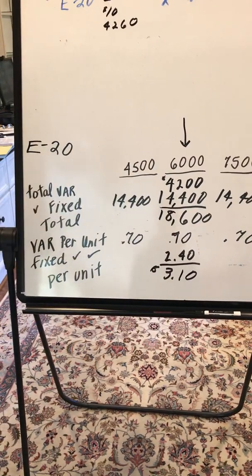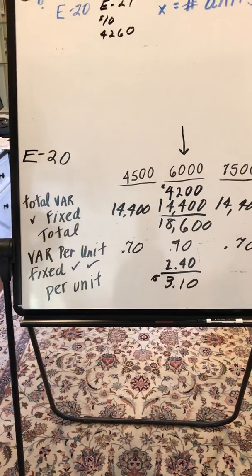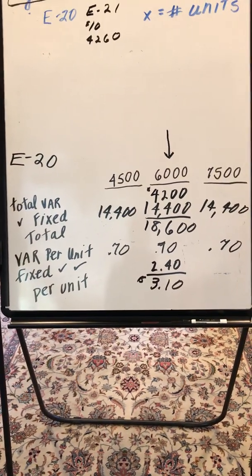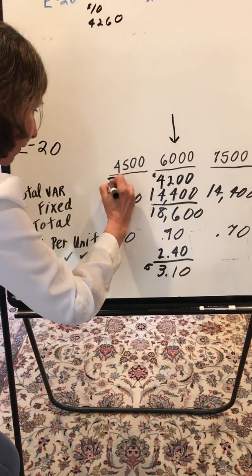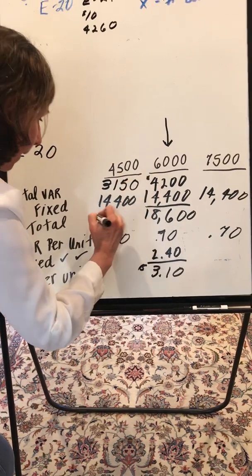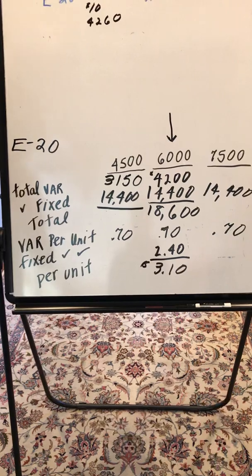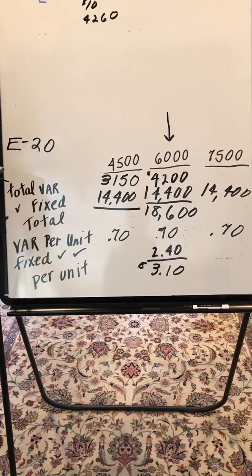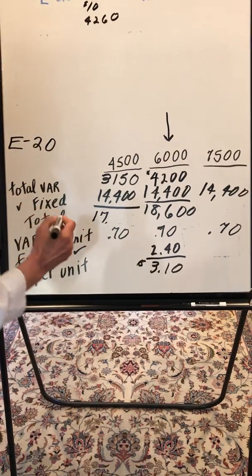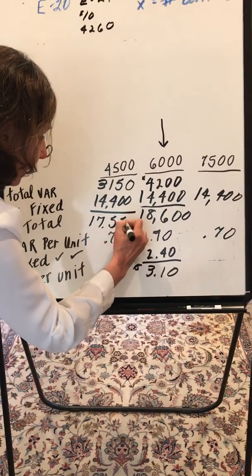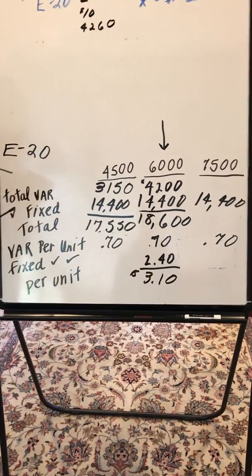So the total variable costs, if they make 4,500 units, 4,500 times 70 cents, $3,150. Now we can finish that. Plus 14,400. So their total cost if they clean that many units will be 17,550. And lastly, we'll fill in 7,500.